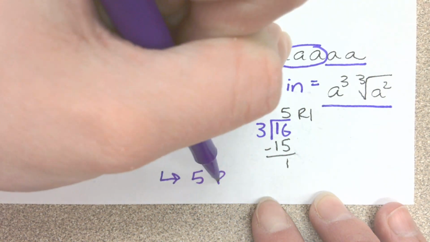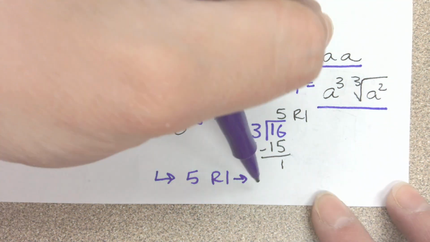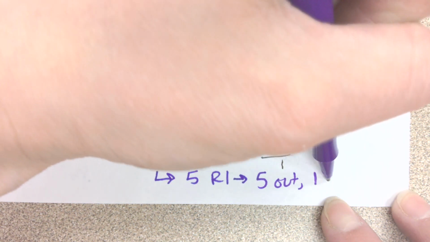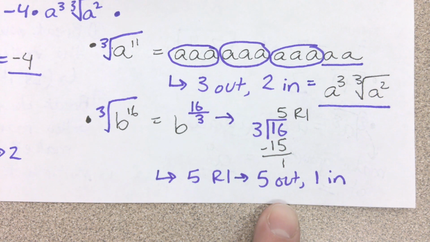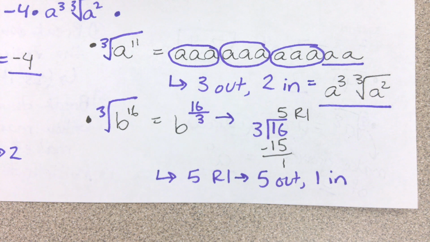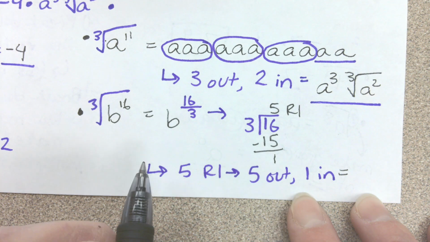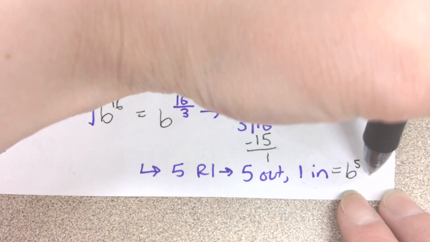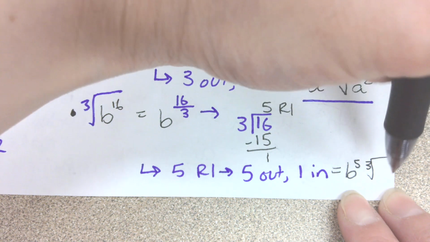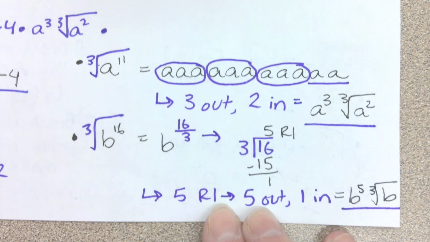So I end up with 5 R 1, which we can, in a way, translate 5 out, 1 in. It's the same lingo I've been using. It just looks a little different. If I wrote out 16 b's and did my circle, this is what I would end up with. 5 circles and then an extra b. And if I write that out, that's going to be 5 b's on the outside, so b to the 5th. And then inside the cube root, we have 1 more b, so just b. And this gets added to my answer up top.